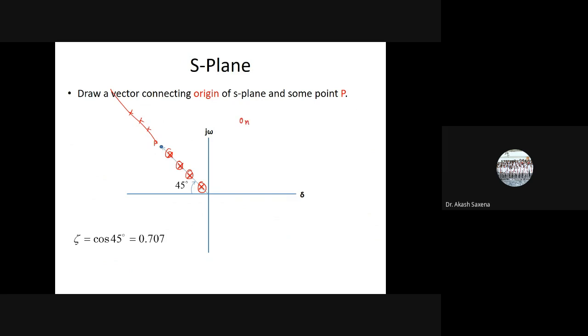So on this line, if a pole is located, the value of zeta or damping ratio will be constant. Okay.